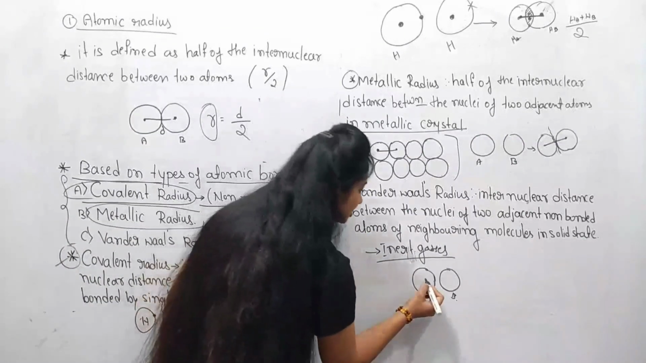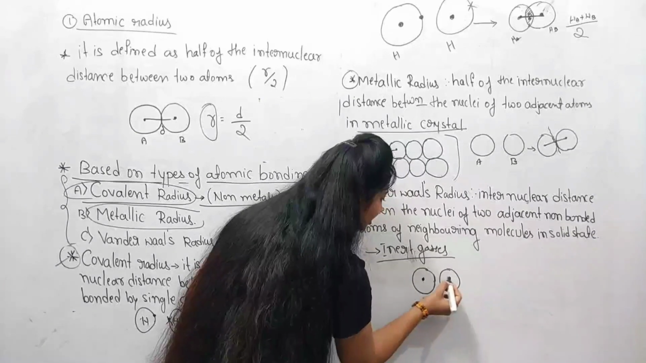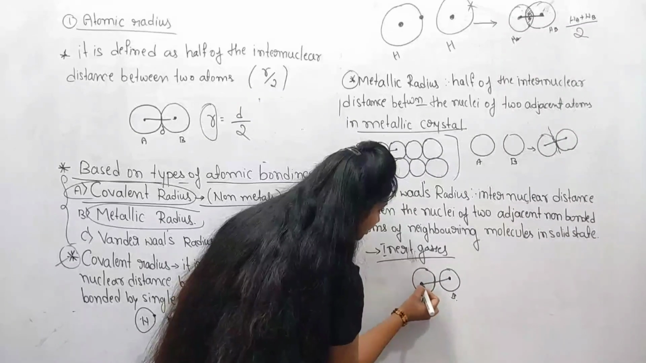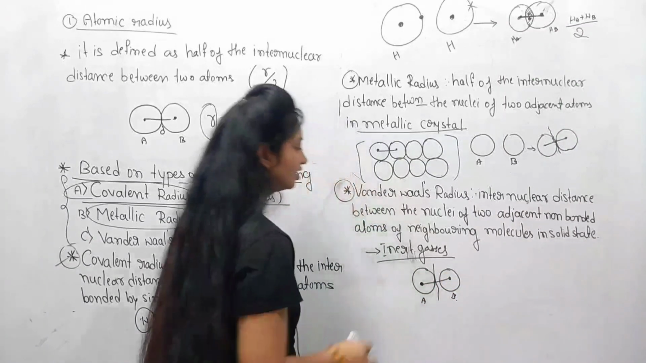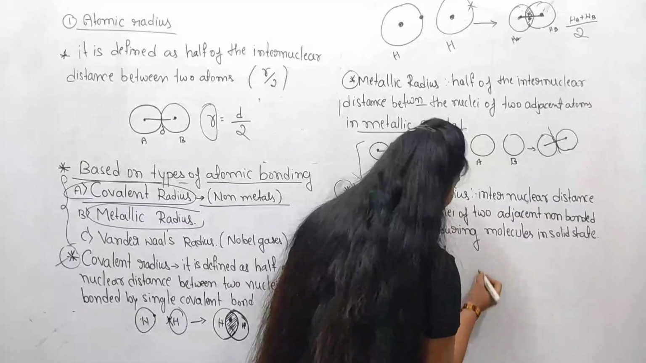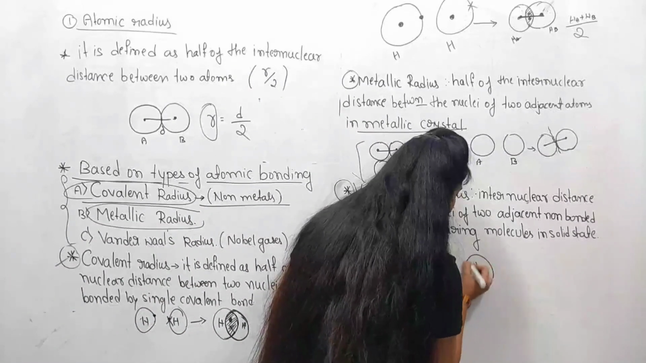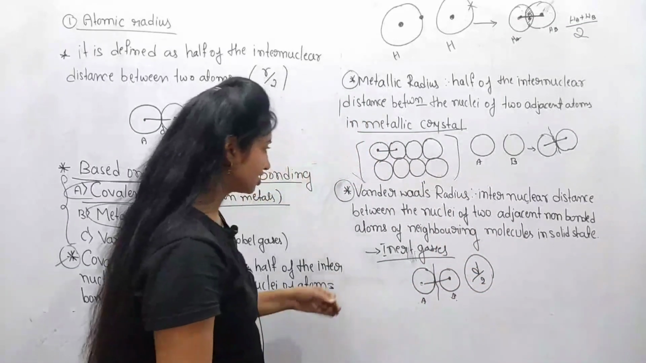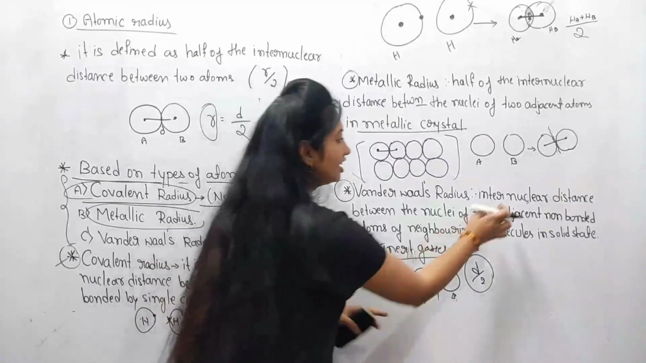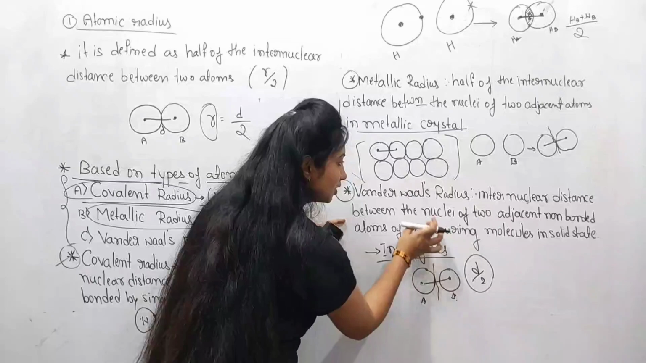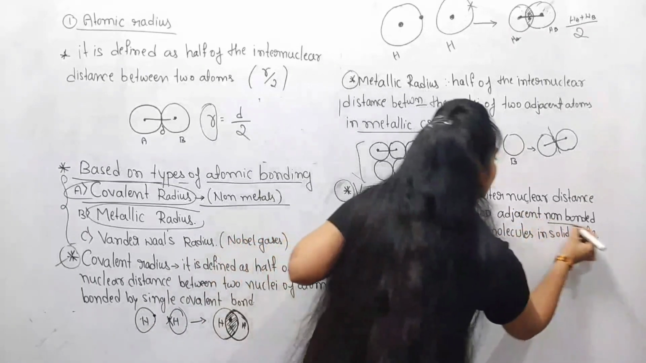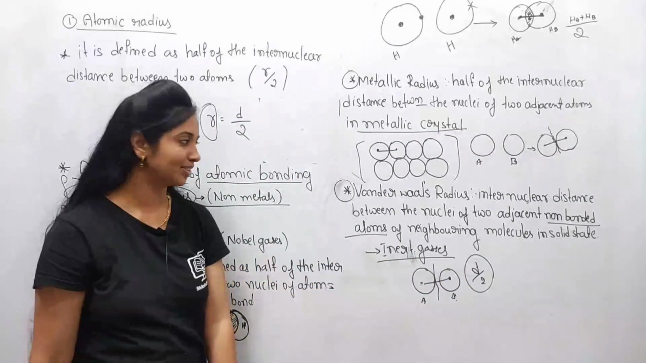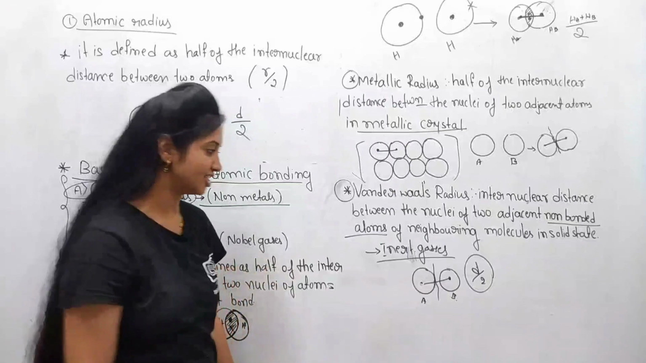So like this, here also we measure this internuclear distance and we take half the value of this distance. Then we get the van der Waals radius or atomic radius. Just I wish to read the definition. Van der Waals radius: internuclear distance between the nuclei of two adjacent non-bonded atoms of neighboring molecules in the solid state. This is called the van der Waals radius.